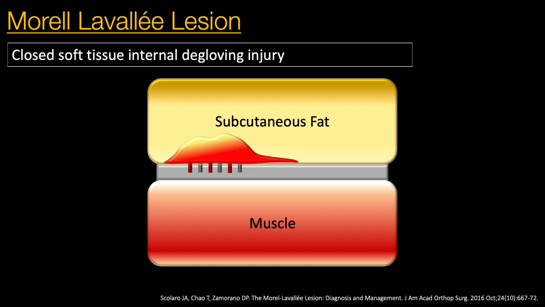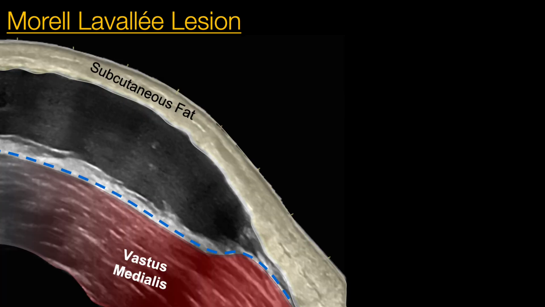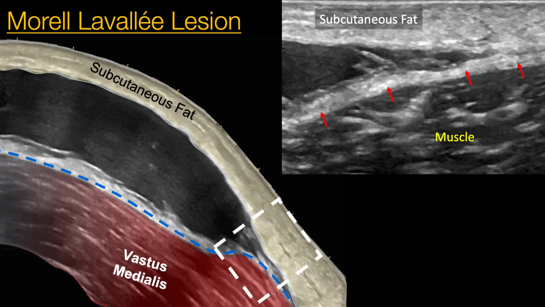The key to identify a Morel-Lavallée lesion is that you scan at the periphery of the lesion and you see that the subcutaneous fat and the deep fascia are approximating with each other, and there's a cleavage plane which is formed between them. So this is the key.